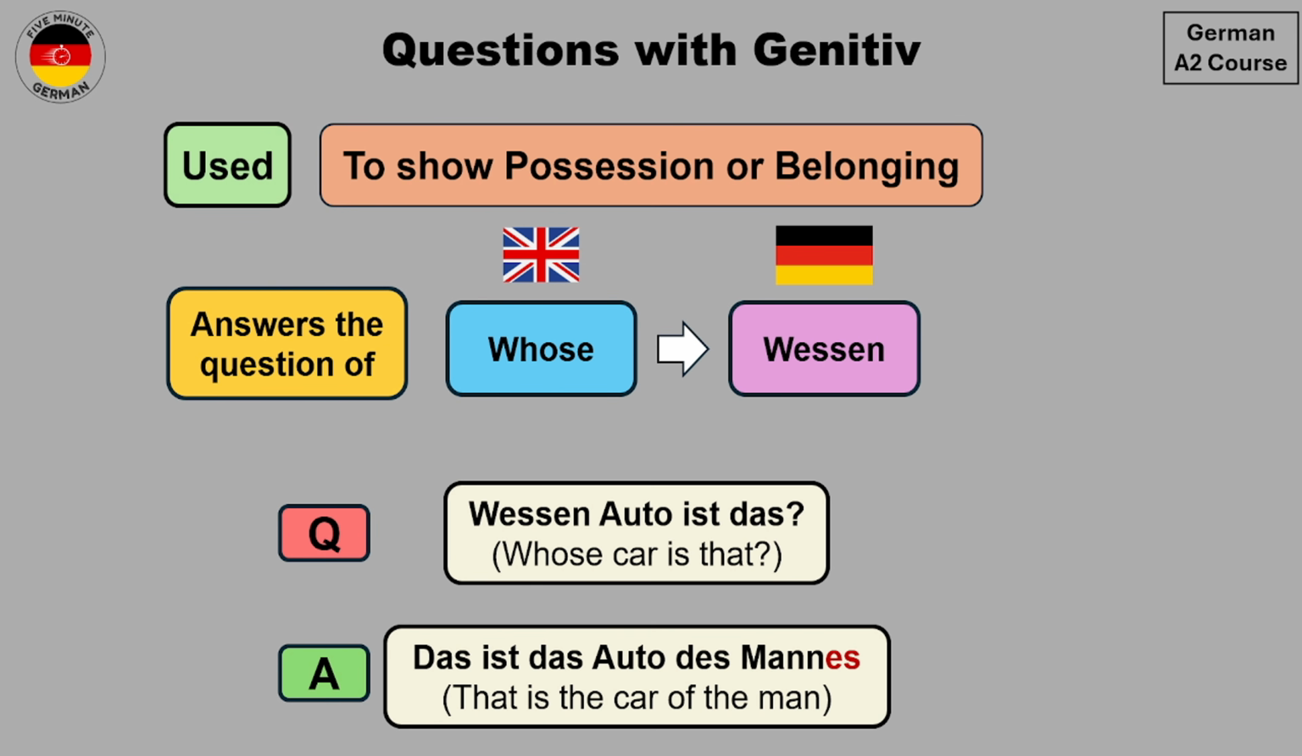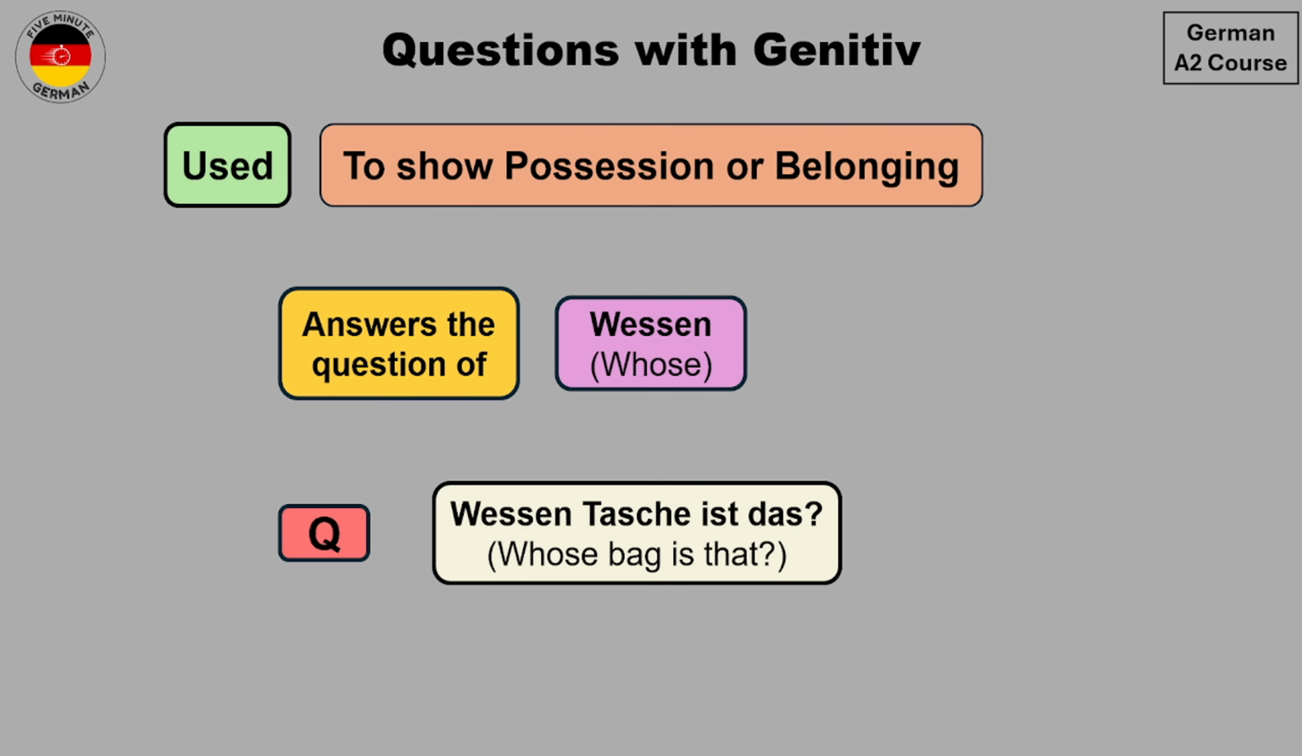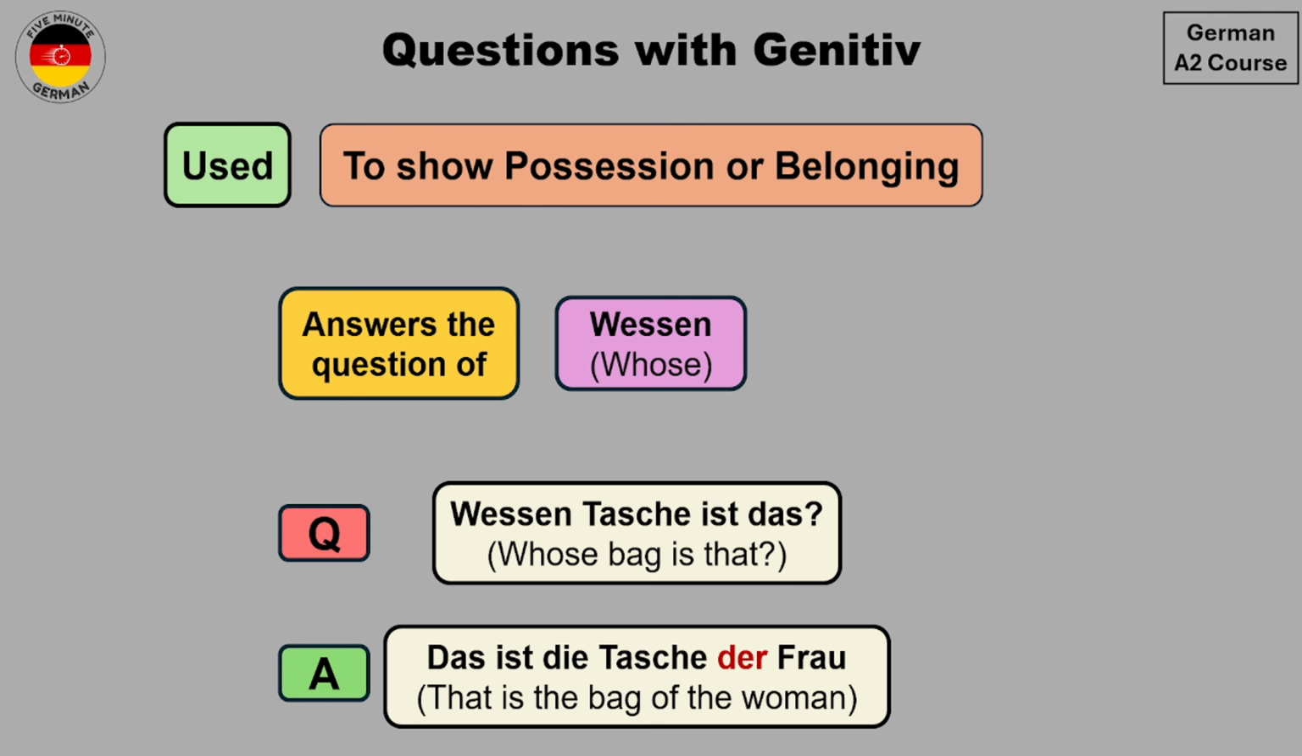Let's take another example with the W-Frage wessen. So we have the question "Wessen Tasche ist das?" Whose bag is that? And we can answer this with the genitive as well by saying "Das ist die Tasche der Frau." That is the bag of the woman. So whenever you have a question with the W-Frage wessen, you can use the genitive to answer it.